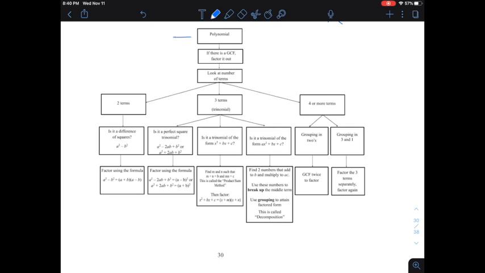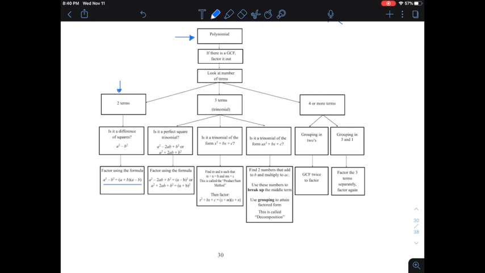So you're going to get a question, it's going to be a polynomial, and you're going to be asked to factor it. The first thing you should always do is check to see if there's a GCF, and if there is, you factor that out. Then, whatever you have left over, you should look at the number of terms, because if there are 2 terms, chances are it's a difference of squares. So you can check to see if it's a difference of squares, and if it is, you can use the formula that we know: a squared minus b squared is (a plus b)(a minus b).